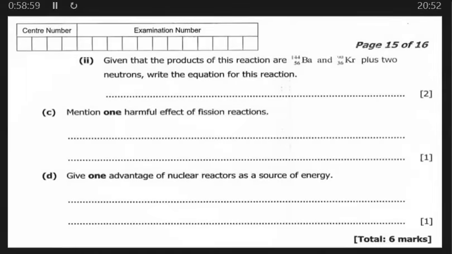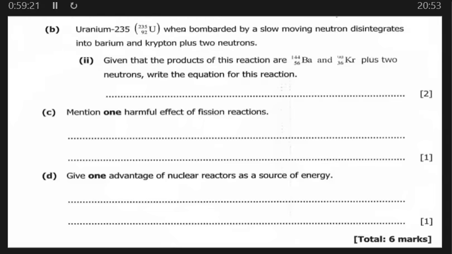Here we are on part two, which says, given that the products of the reaction are barium-144-56 and krypton-90-36 plus two neutrons, write the equation for this reaction. Let's bring back our original question. There it is. So it is this uranium after being bombarded by a slow-moving neutron that must disintegrate into this and that and that.